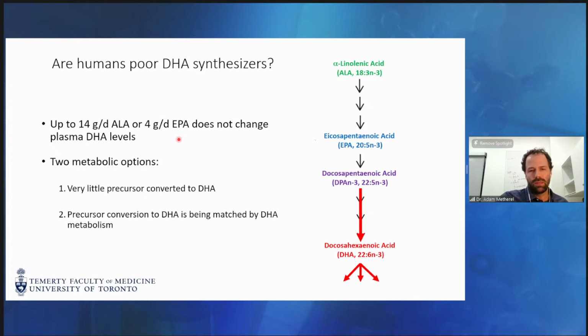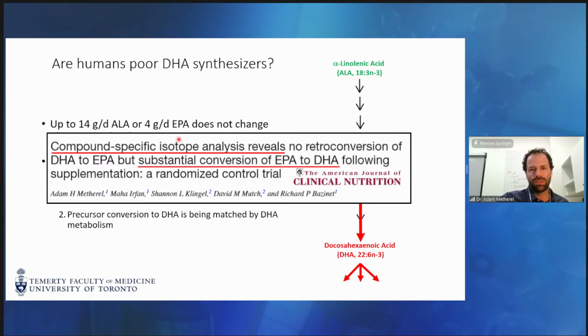And we actually, just a few years ago, published in AJCN and very clearly showed that the second option is really what's happening. We were able to use compound-specific isotope analysis to reveal that there was substantial conversion of EPA to DHA despite no changes in DHA levels. So the signature of the DHA in human blood was starting to match that of the EPA in the supplement.